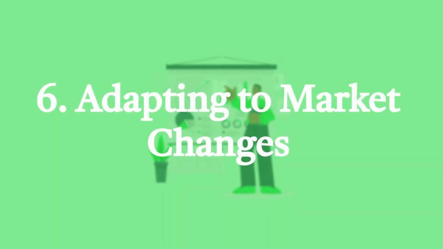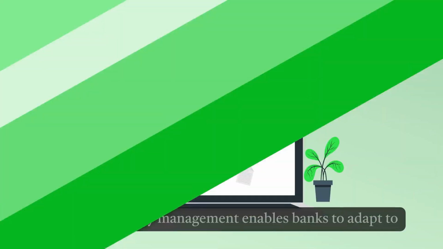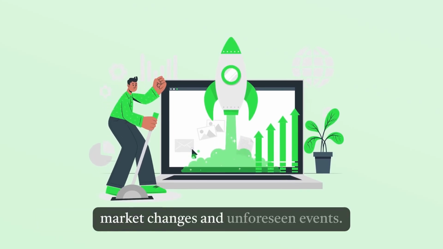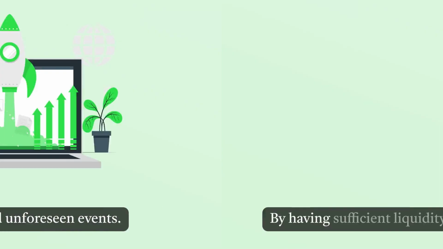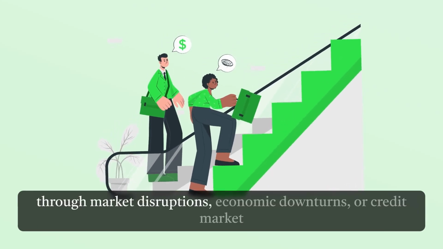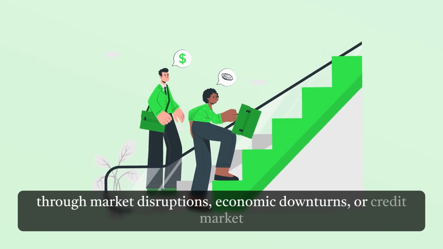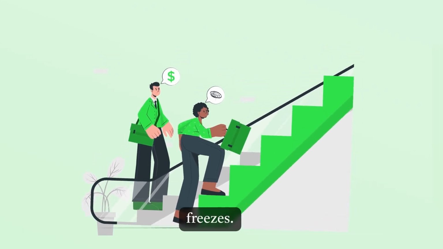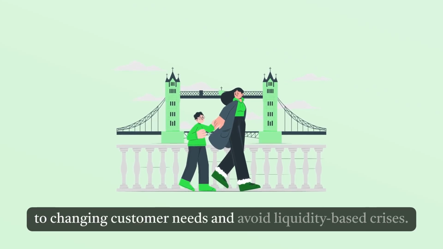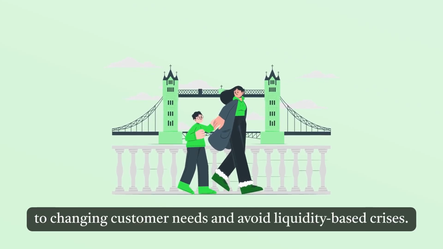6. Adapting to market changes. Effective liquidity management enables banks to adapt to market changes and unforeseen events. By having sufficient liquidity buffers, banks can navigate through market disruptions, economic downturns, or credit market freezes. It provides them with the flexibility to respond to changing customer needs and avoid liquidity-based crises.